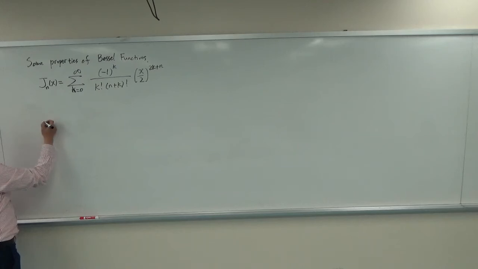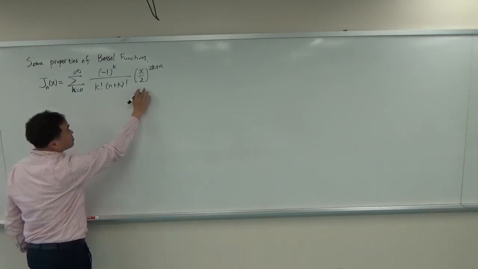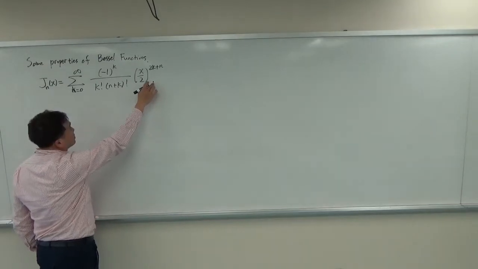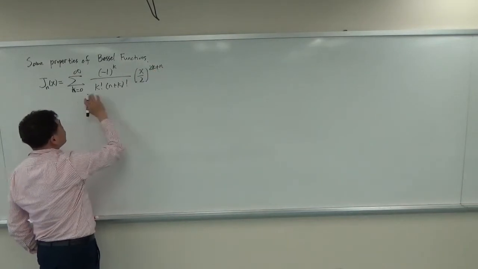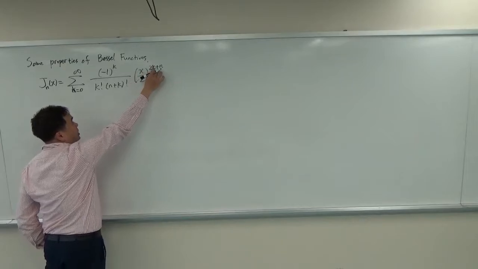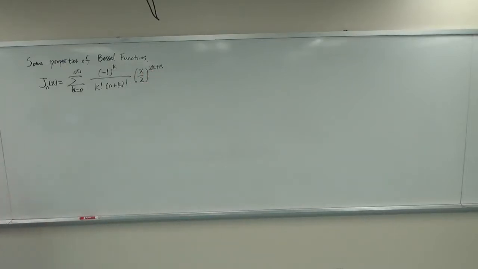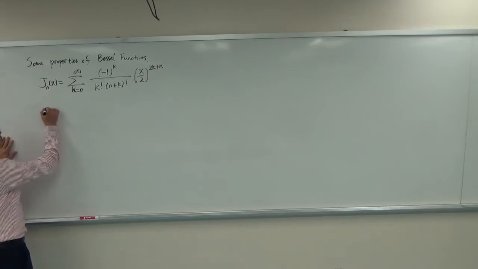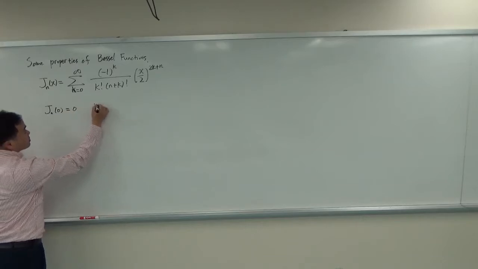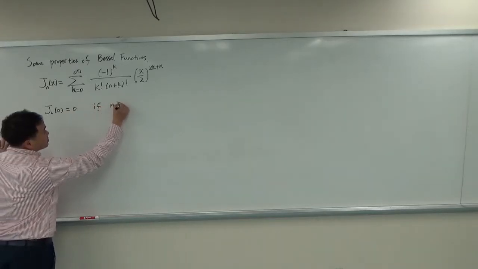So the first thing is you can see that this summation starts at x to the n, right? When k is 0, it's x to the nth power. That's the very first term. So what that means is that if n is bigger than 1, Jn of 0 would be 0. So Jn of 0 is equal to 0 if n is bigger than 1.